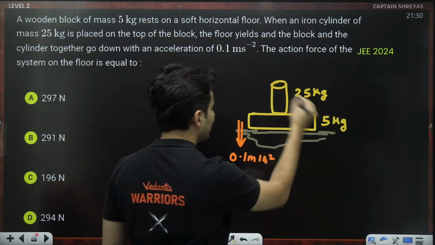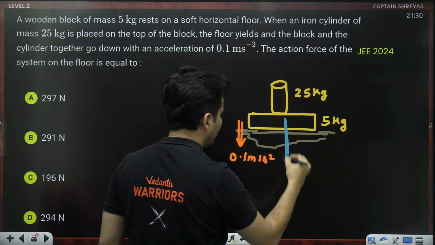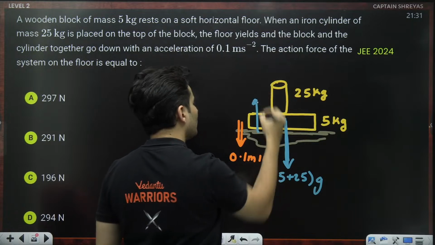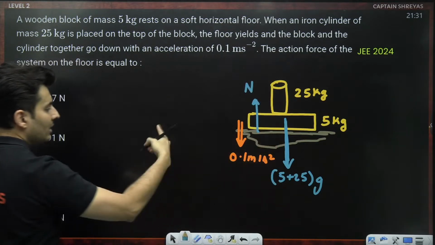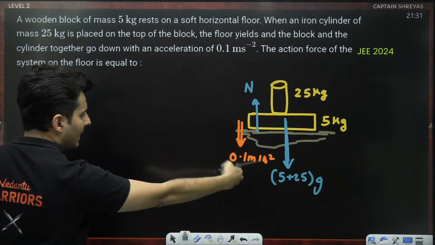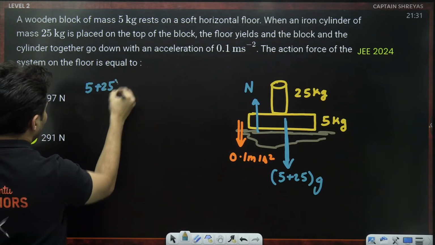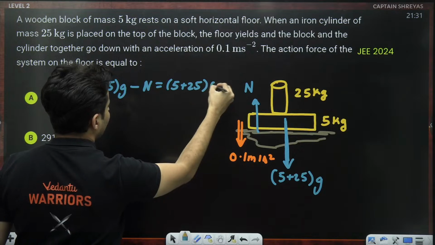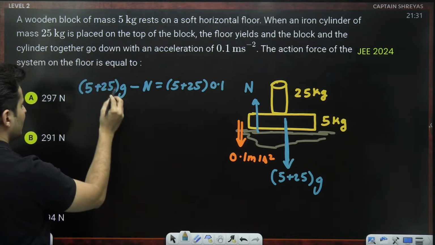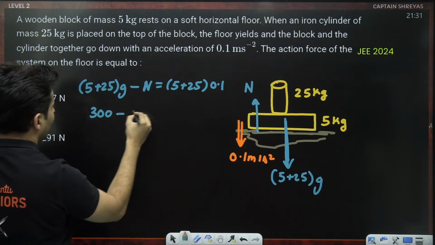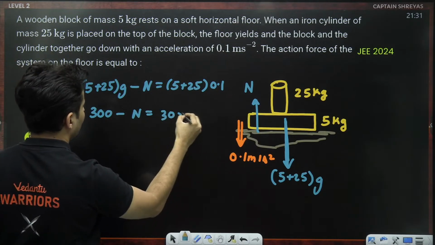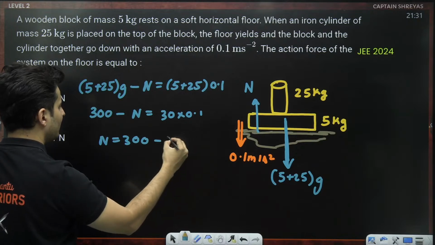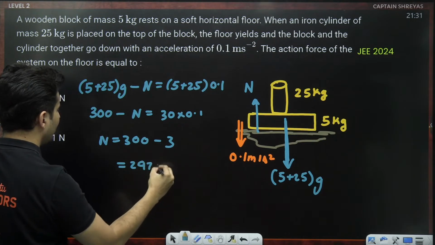In such a scenario, the forces acting on the entire system are its total weight, which is (5 plus 25) into g, and there will be a normal force from the ground which we need to find. By Newton's law, taking force down as positive, in the direction of acceleration, (5 plus 25) g minus N is the total mass, 5 plus 25, into acceleration, 0.1. This is 30. 30 g is basically 300, minus N is 30 multiplied by 0.1. Therefore N will be 300 minus 3. So N is basically 297 newtons.